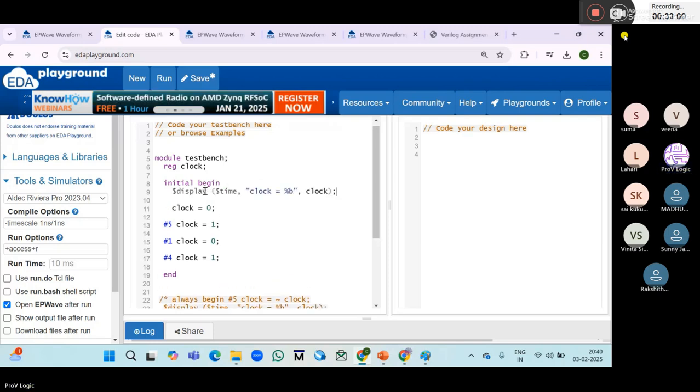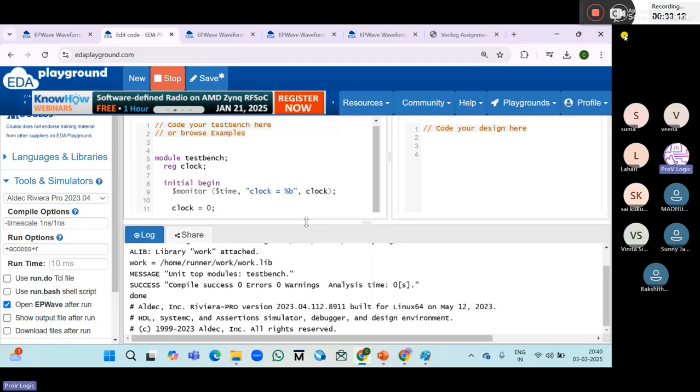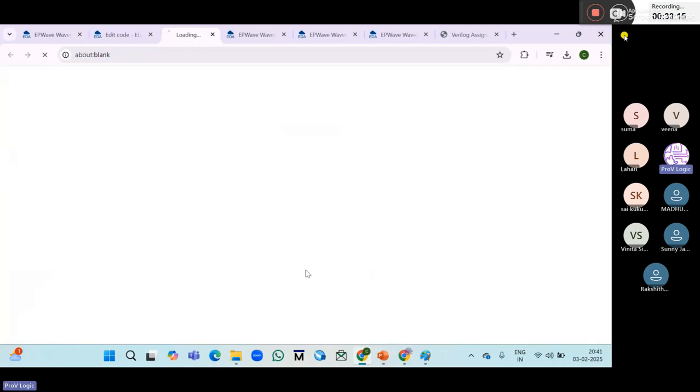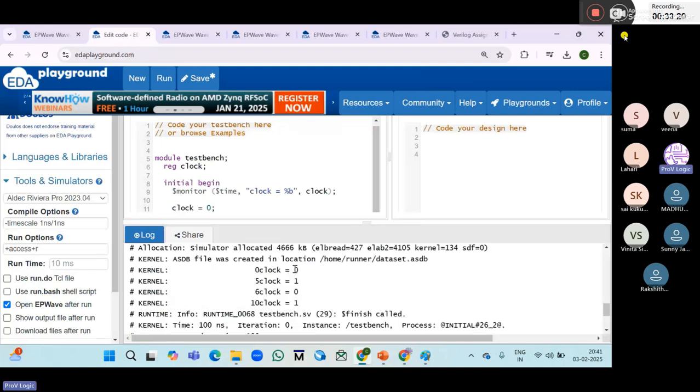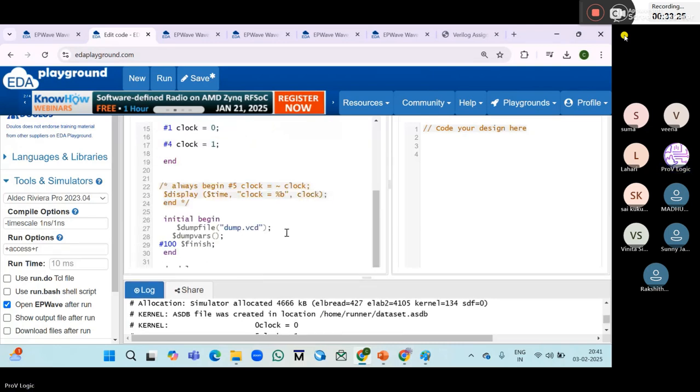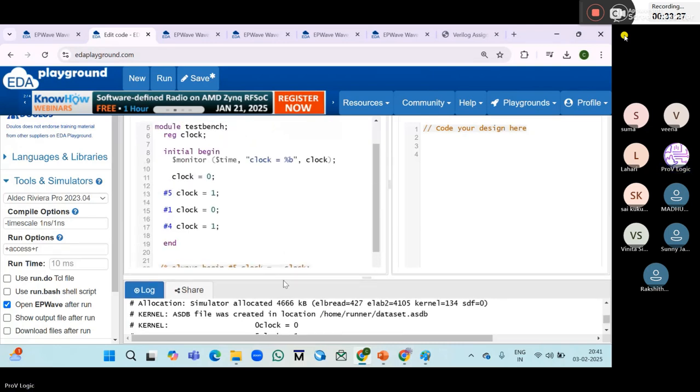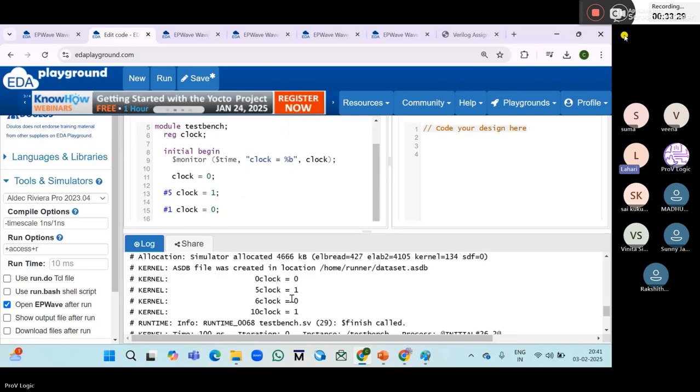Monitor. Now run. So all these values will be printed by using a single dollar monitor statement. See, 0, 1, 0, 1. No need to write that many display statements. Understood clearly? Yes, ma'am. Okay, others? Yes, ma'am.